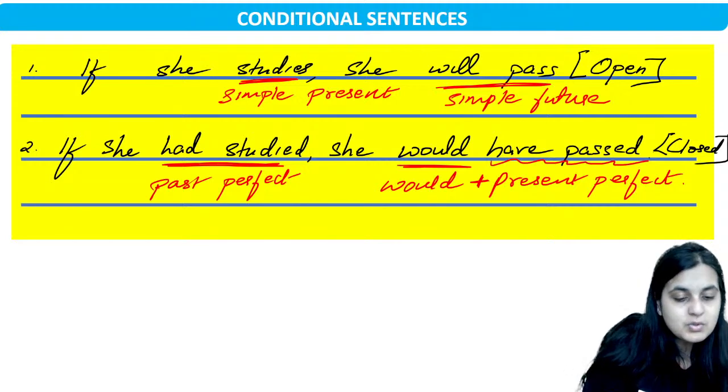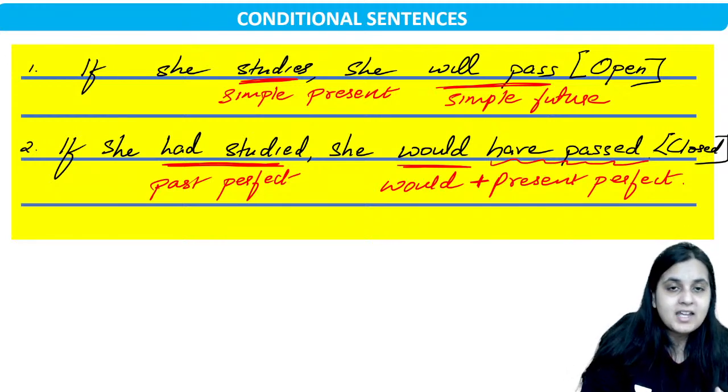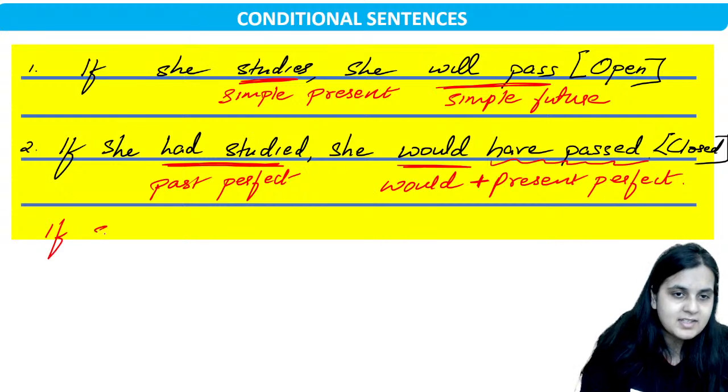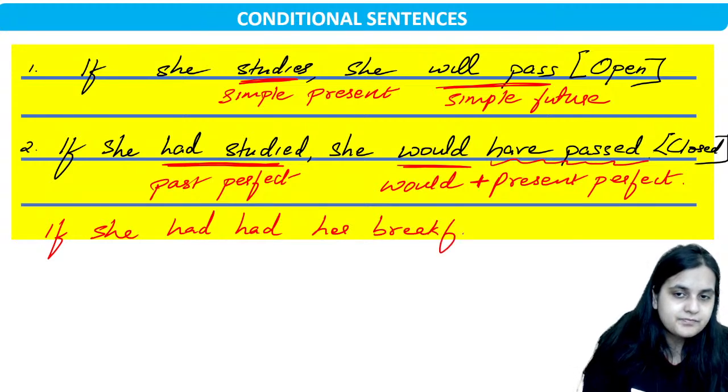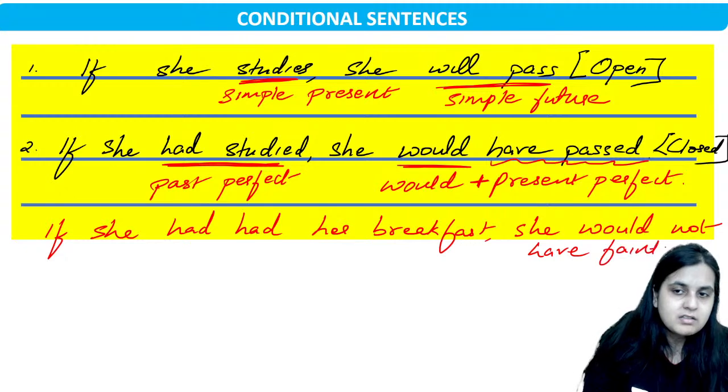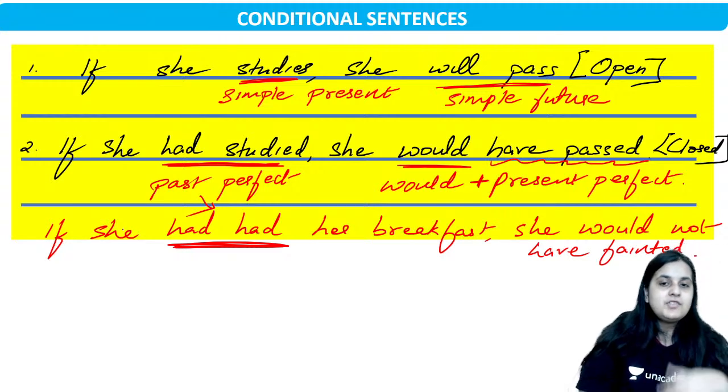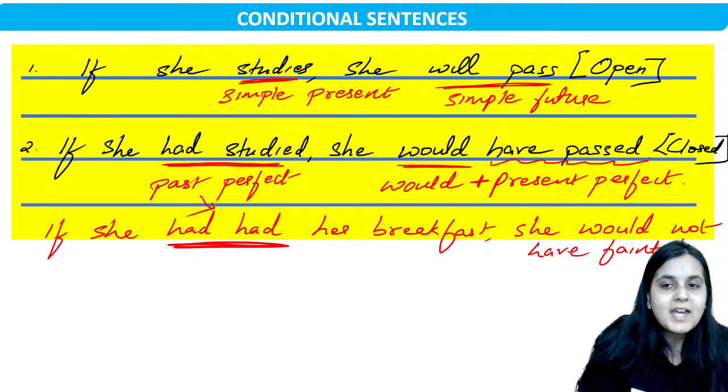If you had listened to me, you would have been saved. Okay, if she had had her breakfast. Sometimes students ask, ma'am, how do two hads come? They come like this. If she had had her breakfast, let's say properly, she would not have fainted. Okay, those hads are nothing but past perfect. If she had had her breakfast, she would not have fainted.